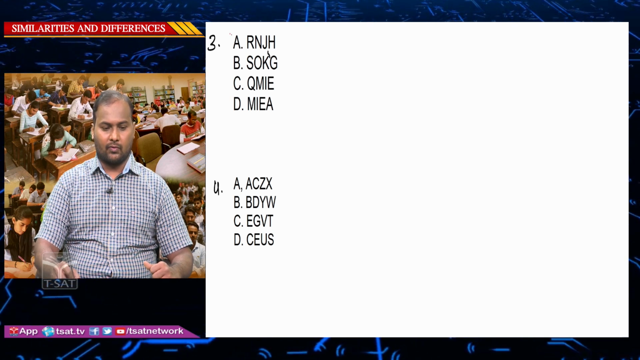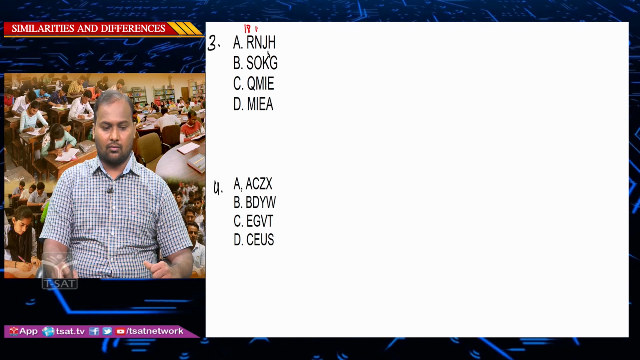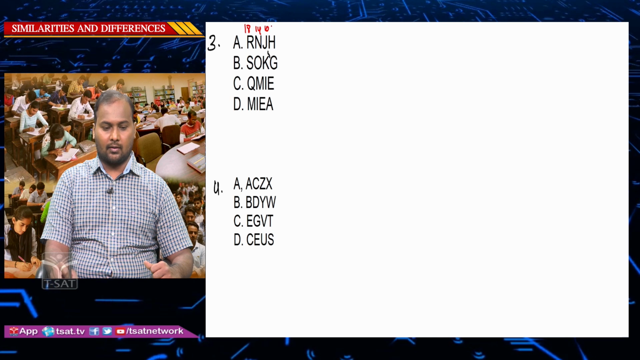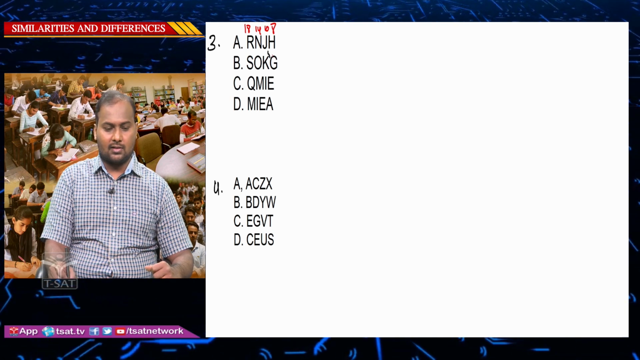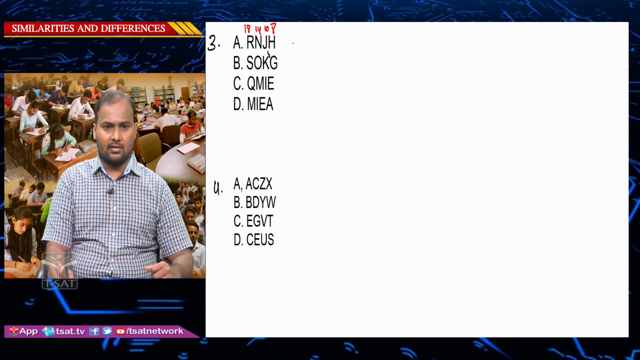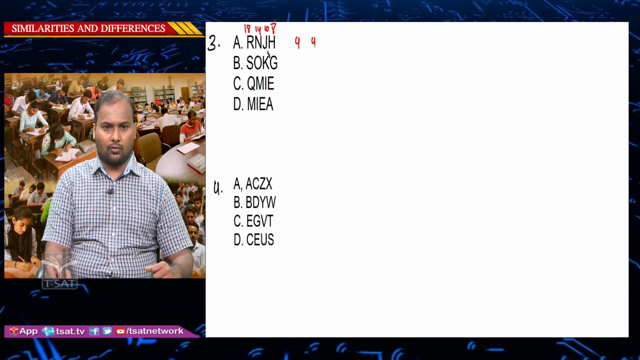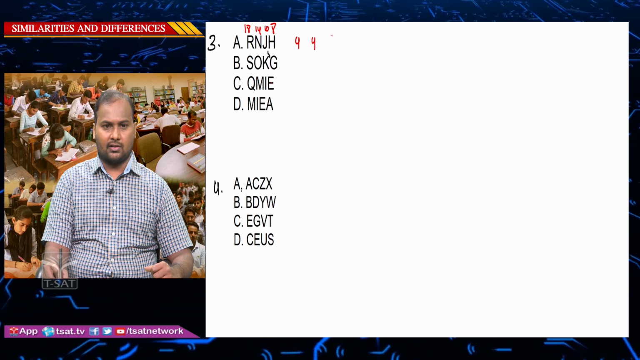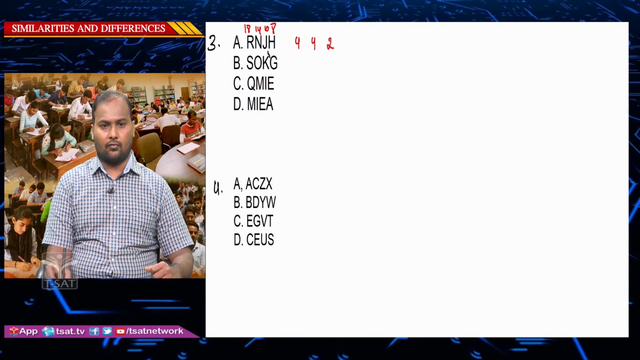For example, if you see R, R is 18, N 14, J 10, H 8. We know that. Once you know this, see the difference. What is the difference between R and N? The difference between R and N is 4. In the same way, N and J is also 4. But the difference between J and H is only 2. So the difference is 4, 4, 2.